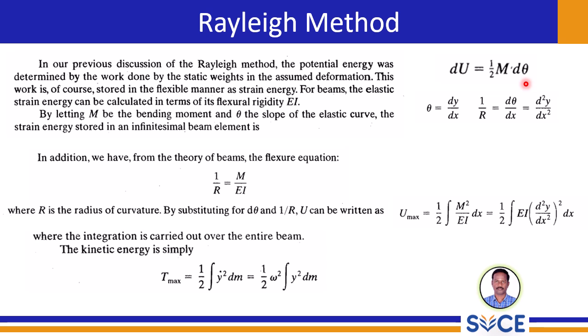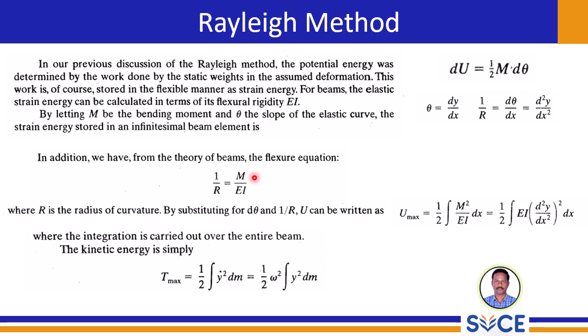We also know from beam theory that the slope is related to the deflection y, that is theta equal to dy by dx for small deflections, and the change in slope d theta by dx is related to the curvature 1 by R, which in turn relates to the bending moment by the flexural formula 1 by R equal to M divided by EI. This is the flexural formula, where E is the modulus of elasticity, I is the area moment of inertia. Put together, EI is the flexural rigidity.